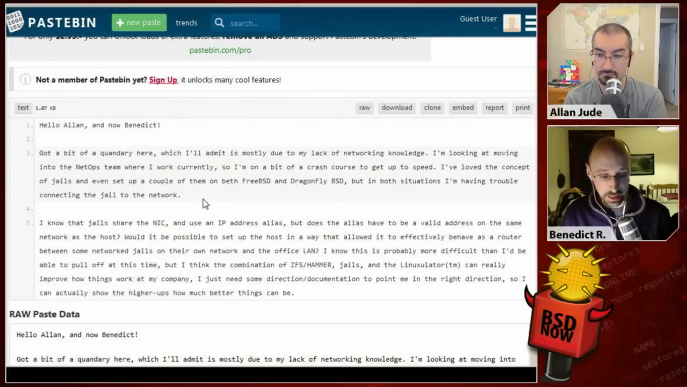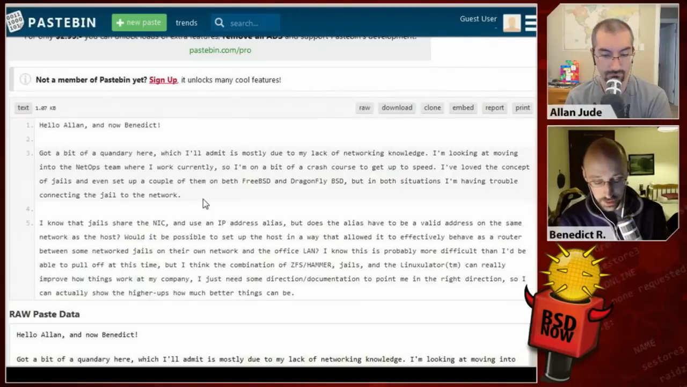I know that jails share the NIC and use an IP address alias, but does the alias have to be a valid address on the same network as the host? Would it be possible to set up the host in a way that allowed it to effectively behave as a router between some network jails on their own network and the office LAN? I know this is probably more difficult than I'd be able to pull off at this point, but I think the combination of ZFS or Hammer, jails, and the Linuxolator can really improve how things work at my company. I just need some direction or documentation to point me in the right direction so I can actually show the higher-ups how much better things can be.